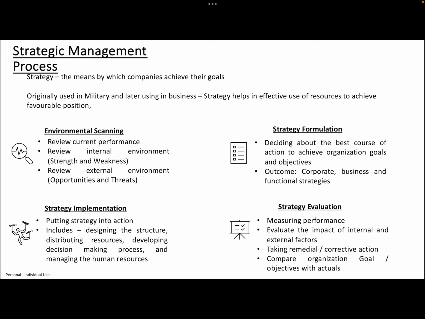So this is a summary of the strategic management process. Whatever we discussed: the first step is environmental scanning, the second step is strategy formulation, the third step is strategy implementation, and the fourth step is strategy evaluation.